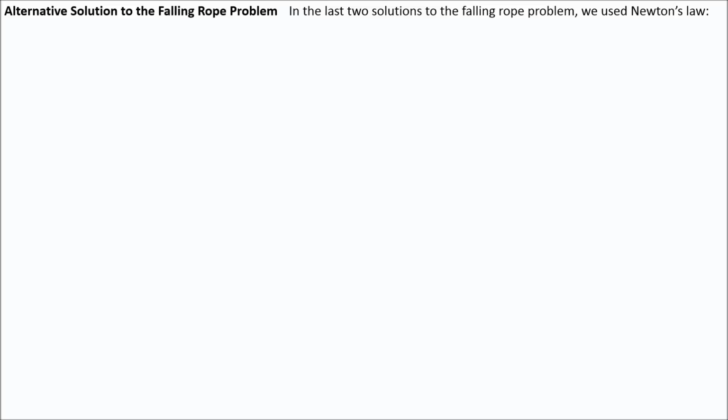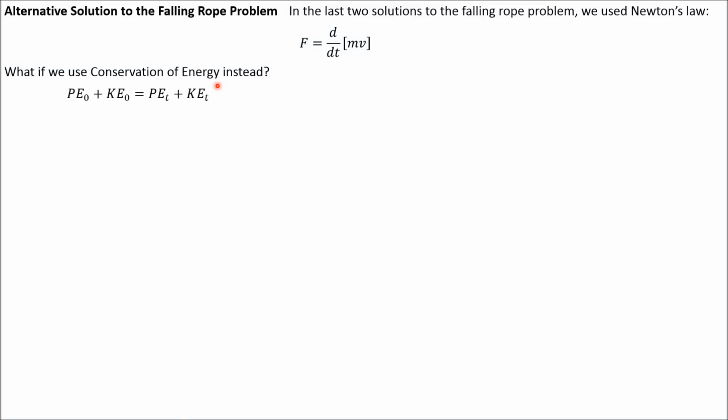So in the last two solutions we used Newton's law. F is the derivative with respect to time of mass times velocity. What if we tried using conservation of energy? That the initial potential energy plus the initial kinetic energy equals the potential energy plus the kinetic energy at any time t.